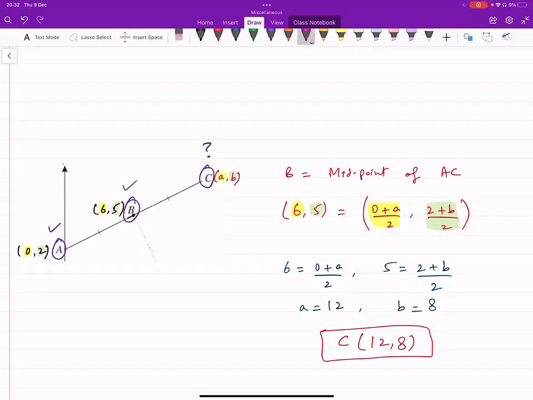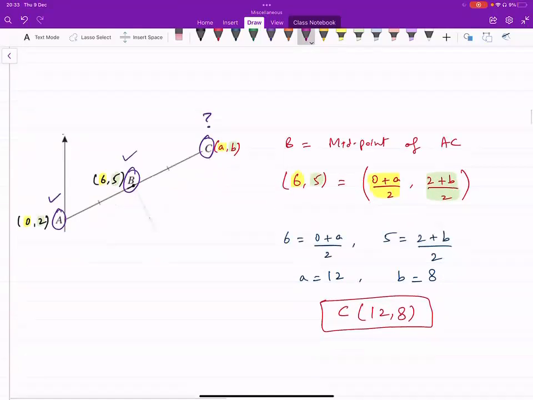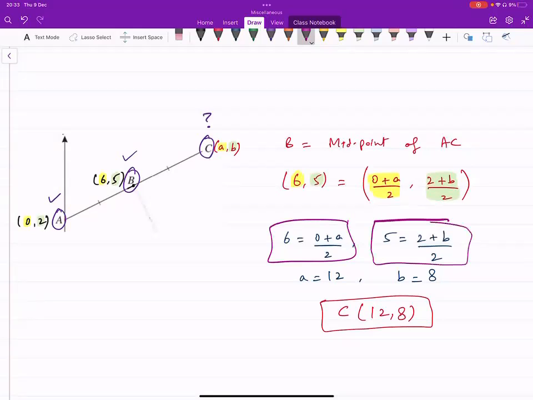So we've got 0 plus A over 2 for the x coordinate, 2 plus B over 2 for the y coordinate, and we equate that to the coordinates of B. So we equate corresponding values here. 0 plus A equals 6 and 5 equals 2 plus B over 2. We find the values of A and B from there, and these are going to be the coordinates of C. So when you have a situation like this, when you know the midpoint of 2 points, or आपको एक point side वाला पता है, दूसरा point आपको find करना है, you can use the midpoint formula like this. There's another way of doing this.